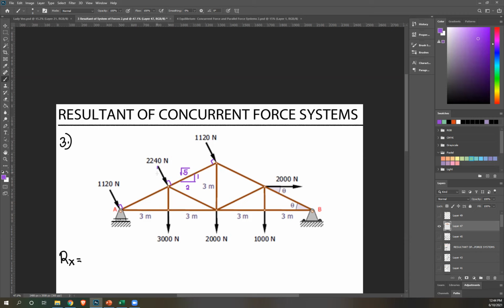So let's do that. This is 3. This is 6. And then this is square root of 5. We're going to simplify. Instead of 3, 6, this becomes 1 and 2. So that's how you transfer slope.